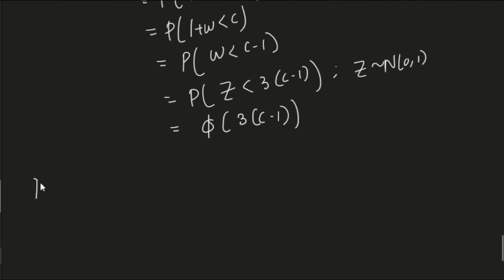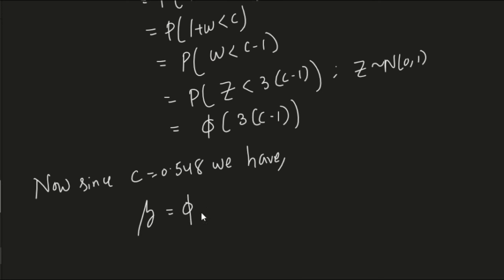And now since c is 0.548, we have beta equals 0. Not 588, it's basically 088, which completes our part C, right?